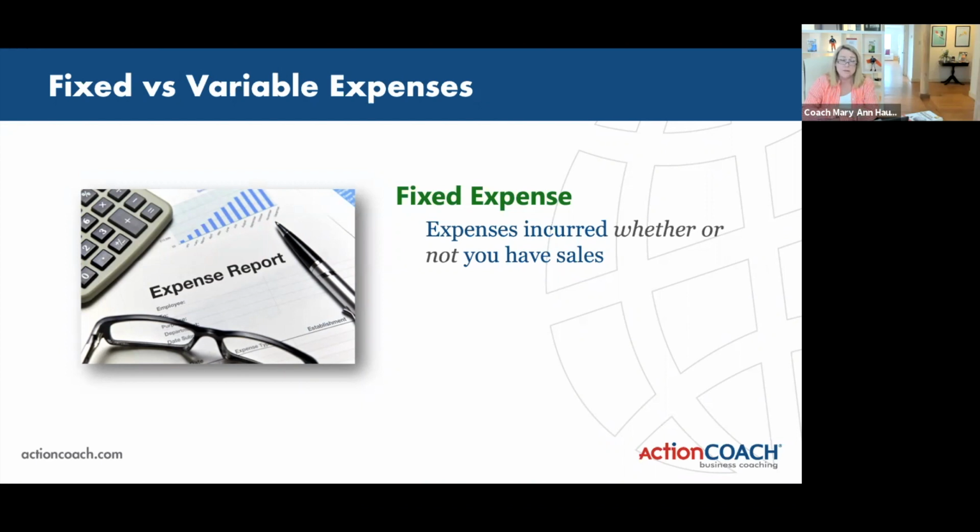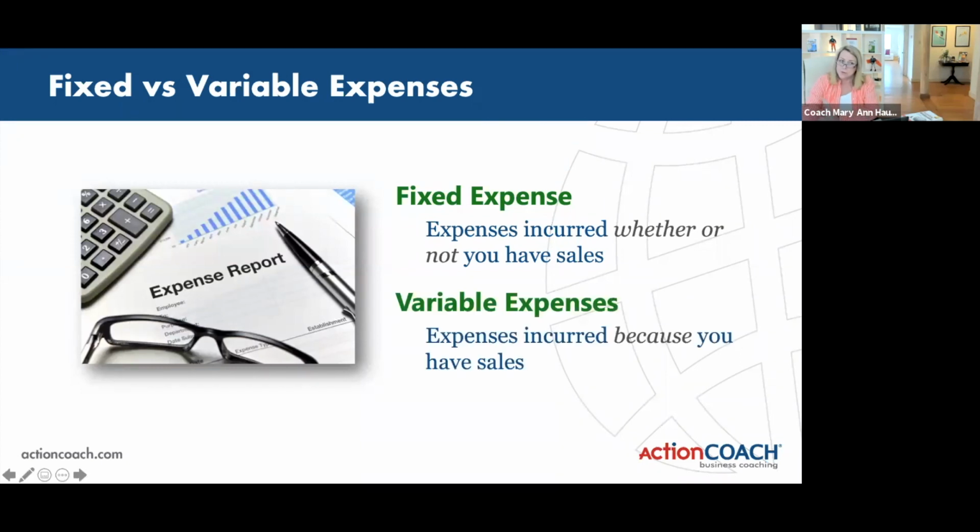So fixed expenses are rent. Utilities might fluctuate a little, but they're still considered a fixed expense. One of the questions I often get is, Mary Ann, why is marketing a fixed expense? Because sometimes I have a marketing expense and sometimes I don't. So it's not fixed. And that's why I don't like the fixed expense term. I like the word overhead or general expenses, because variable expenses are expenses that are incurred because you have sales.